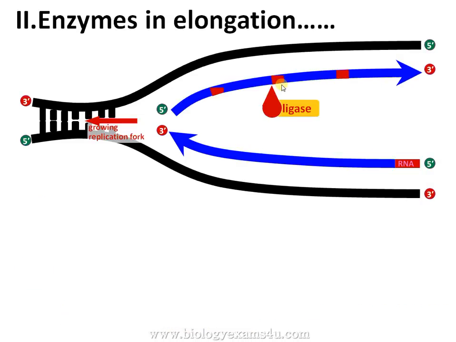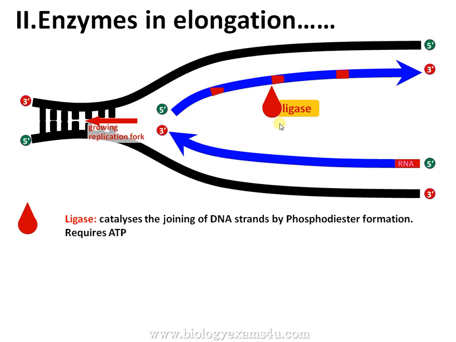After the synthesis of lagging and leading strands, there are certain problems. First, RNA is present in these regions, and that should be replaced. And there should be a joining between these molecules, and that is done by the ligase enzyme. Ligase enzyme catalyzes the joining of DNA strands by phosphodiester formation, and ATP is required for the process.